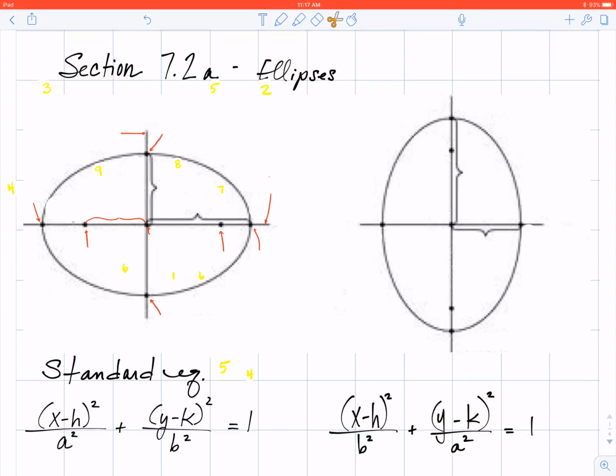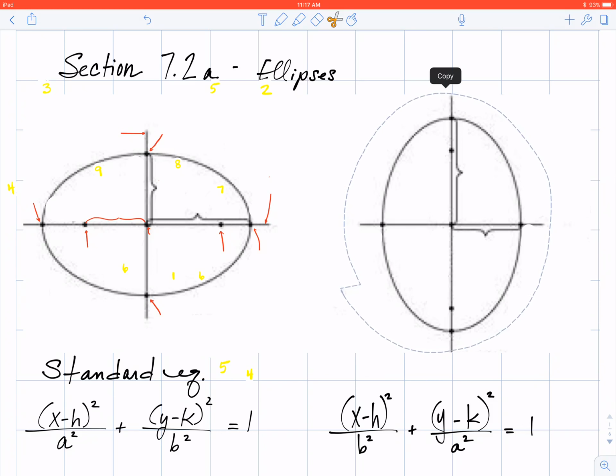Hey folks, let's take a look at the next figure in our study. This is going to be ellipses. This is from the notes from section 7.2a. First thing I want you to notice is that I have two different ellipses. One of them is a horizontal ellipse, and the second one is a vertical ellipse.